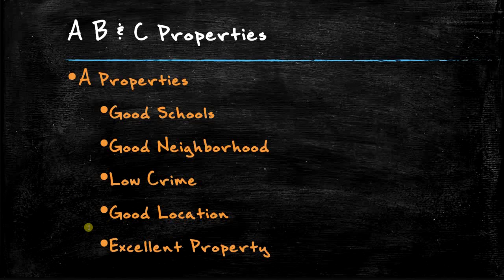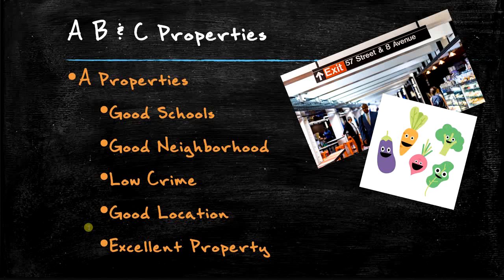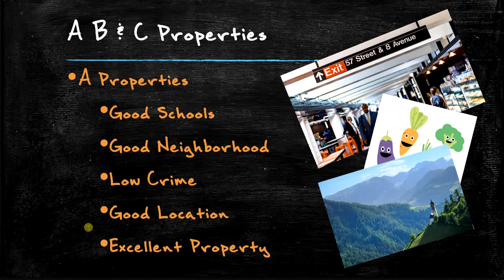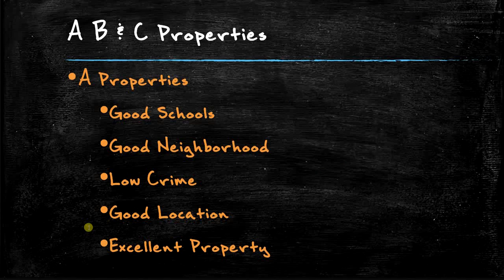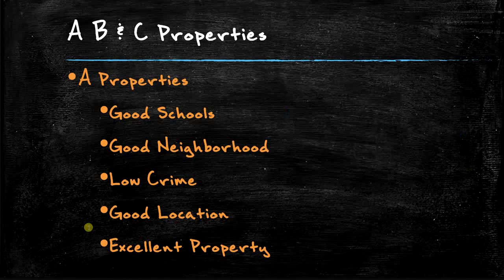So good location, what does that mean? It means close to shopping, close to grocery stores, close to attractions, close to the mountains maybe, close to the water maybe. Wherever your property's at, think about the location. What's there? What's good? What's nice? Is there a mountain trail? Is there a beach for them to go to? An A property is characterized by having these nice things near it.